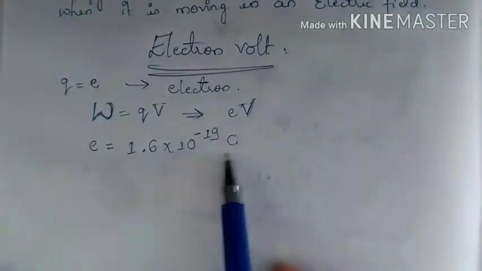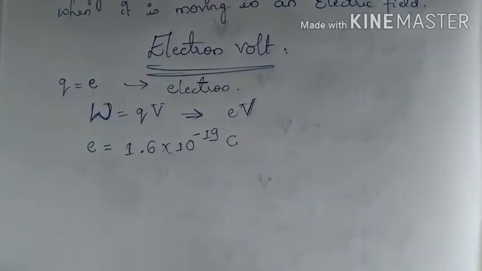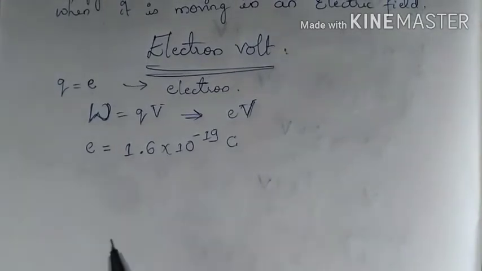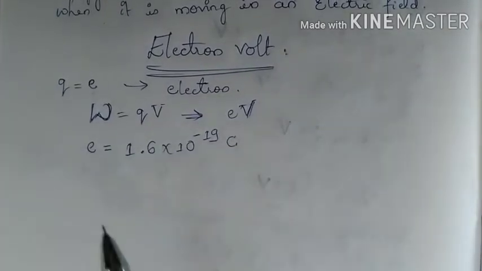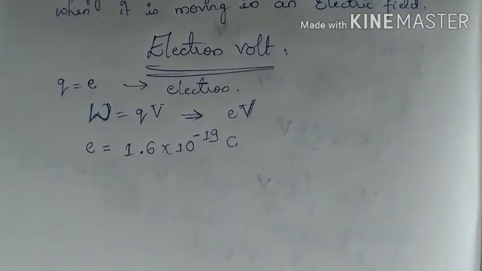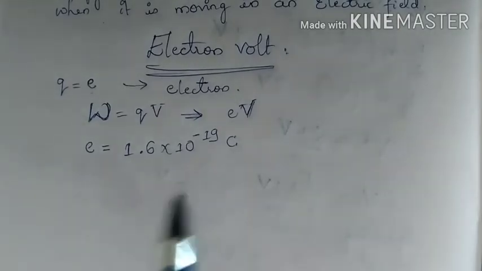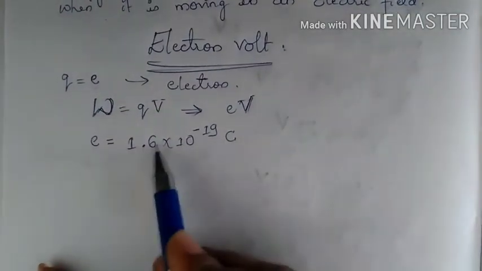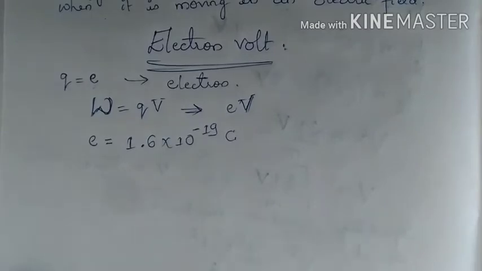You have to keep these values in your mind. You have to memorize a few values in physics. These values will come in handy when you try to solve problems. Sometimes they give the value of e, sometimes they don't give the value of e. So if you know it, you can directly write it down: e is equal to 1.6 into 10 power minus 19.